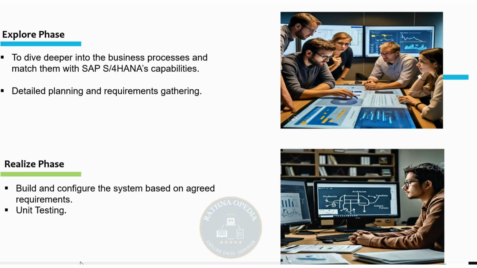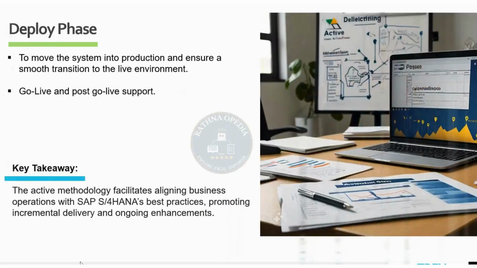So after that, we'll have the deploy phase. In this deploy phase, we move the system into production and ensure a smooth transition to the live environment. Okay, after the UT and UAT, we'll transfer the data from the quality assurance server to production. Okay, this phase ensures the system is fully prepared for use by end users.